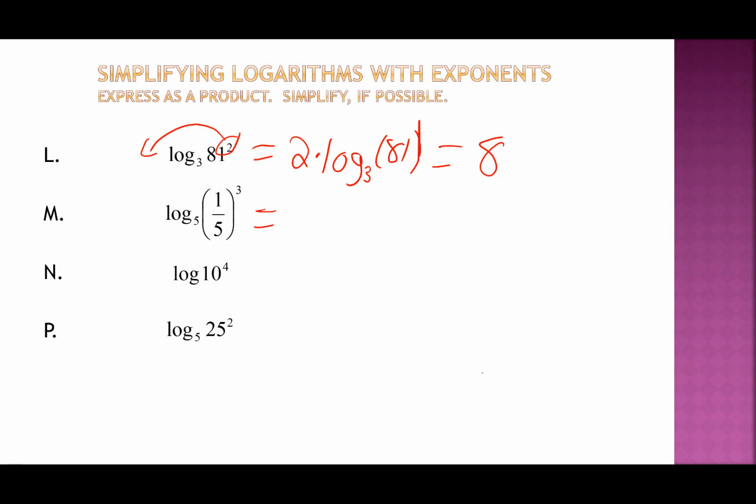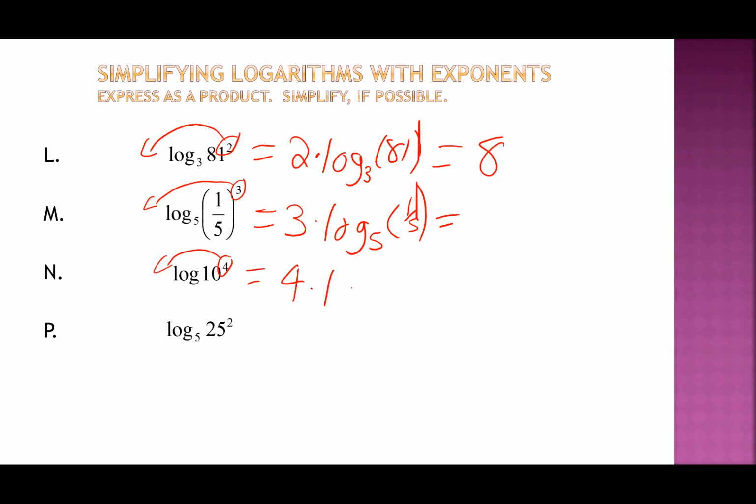So notice in the second problem, I have the 3 as the exponent. Well, I'm just going to move that 3 over to the front. So it'll be 3 times the log base 5 of 1/5. I'm not going to worry about getting that value right now. We're just going to move on. Take this 4, move it to the front. So it's the same as 4 times log 10.